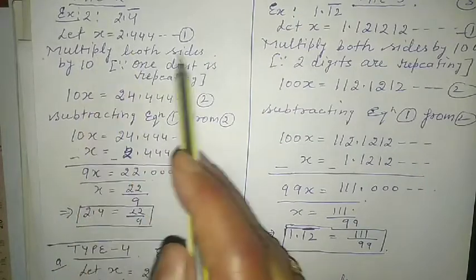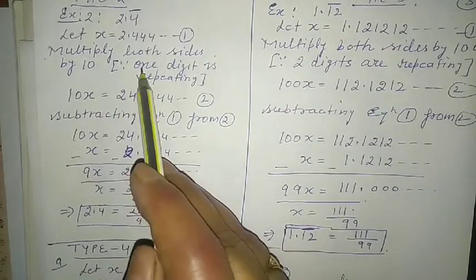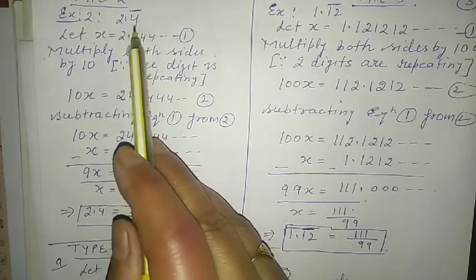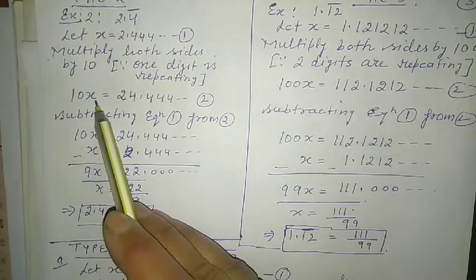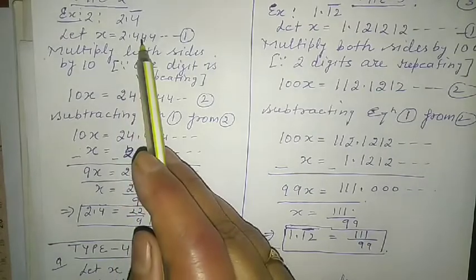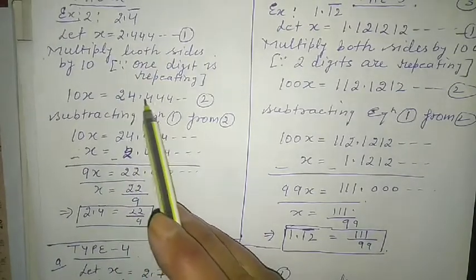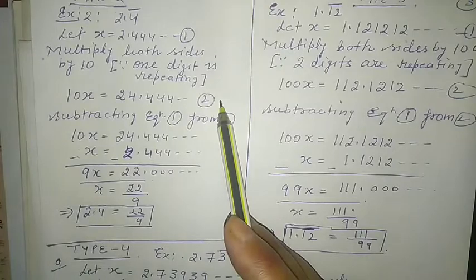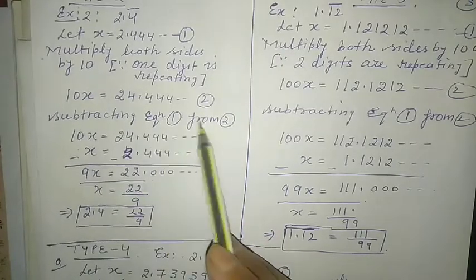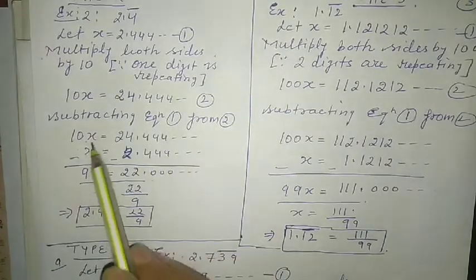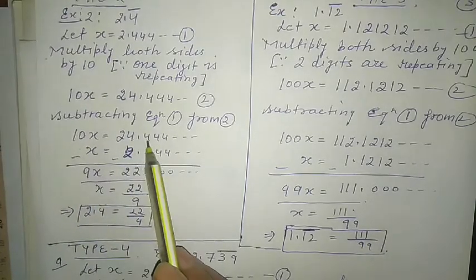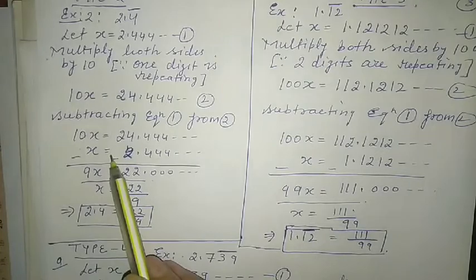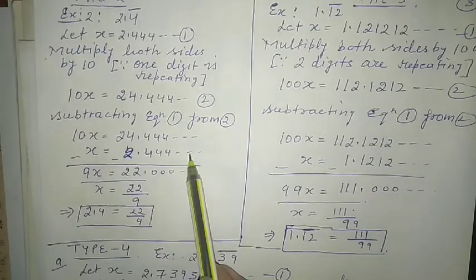Again multiply both sides by 10 because one digit is repeating. Only one decimal digit is repeating. So 10x is equal to, again the decimal will shift to the right side, 24.444. This is the second equation. Subtracting equation 1 from 2, same method as in the previous question. 10x is equal to 24.444 and so on. x is equal to 2.444 and so on.